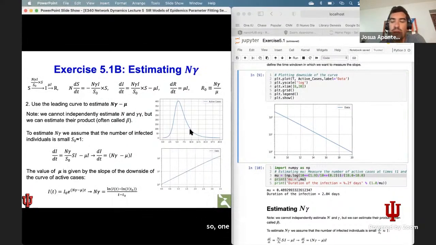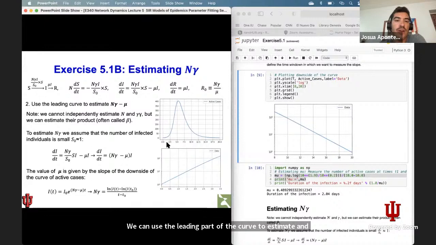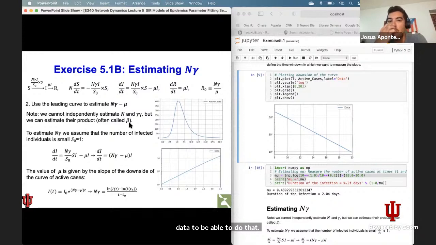Once we've estimated mu, we can use the leading part of the curve to estimate n times gamma. And notice that we cannot independently estimate n times gamma from this data. We would need additional data to be able to do that. We can estimate the product of n times gamma, which is often called beta. This is the infectivity parameter.